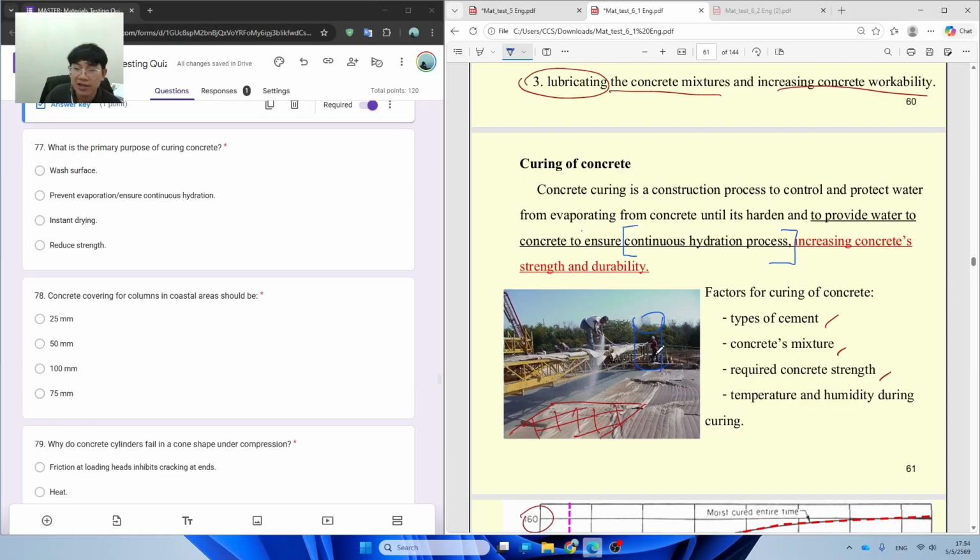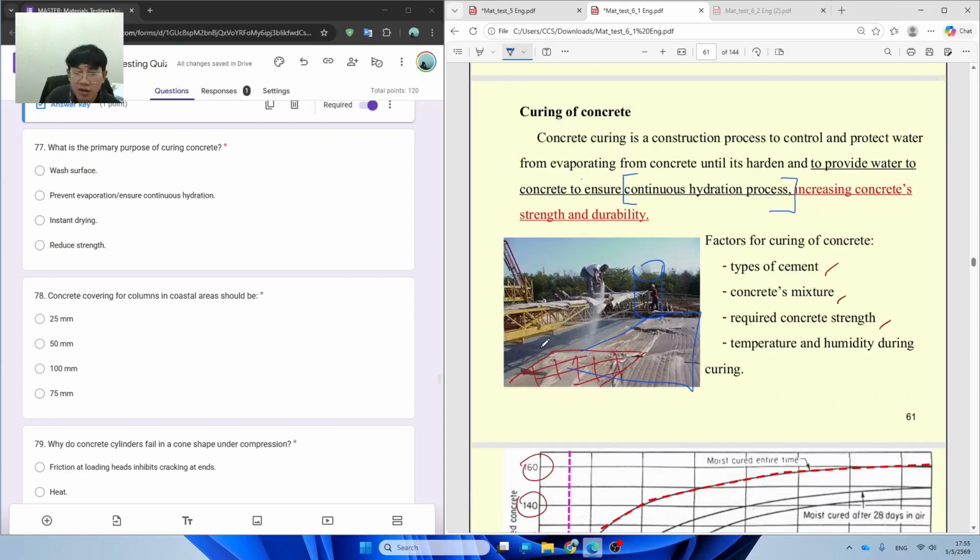But at the field, we cannot cure it like that. In the field, we need to find some mats or cloths, and then spray water on top of the surface to prevent the water on the surface of the concrete from evaporating. If the water on the surface evaporates, it slows the hydration process, and the concrete will not meet the strength that we designed or require. So that's why we need curing in the concrete.